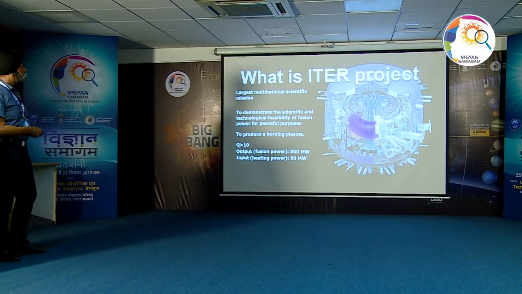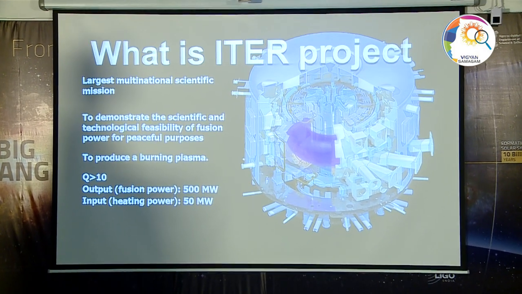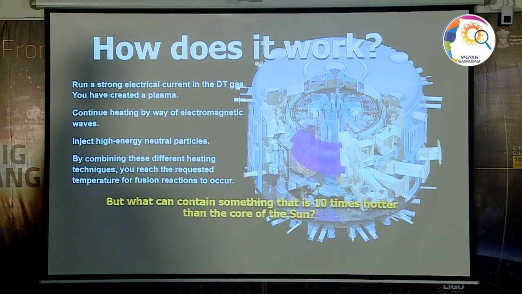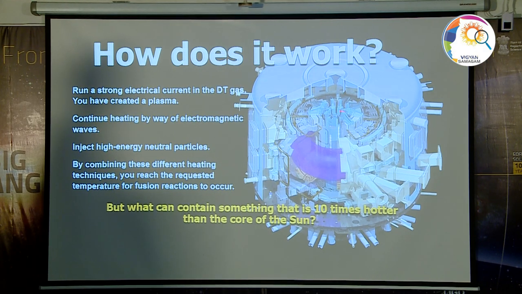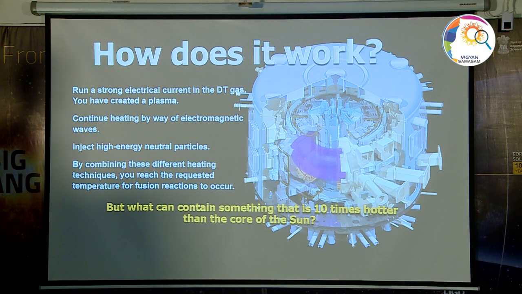I have already said that it is a multinational scientific mission which demonstrates the technological feasibility of fusion power, to produce a burning plasma with a Q factor of 10. And it works by confining the plasma in a toroidal vacuum chamber surrounded by a lot of coils, which are called the toroidal coils. But in order to raise the temperature of the plasma beyond a certain value, as I told you about the auxiliary heating devices, we have a lot of auxiliary heating devices for this system. These are in the form of RF sources or energetic neutral particle beams. These will be used to raise the temperature of the plasma. And once you have produced the fusion, then the helium, 3.5 MeV from helium, will self-sustain the plasma and you can reduce the power from the auxiliary heating devices. So this is how it is supposed to work.